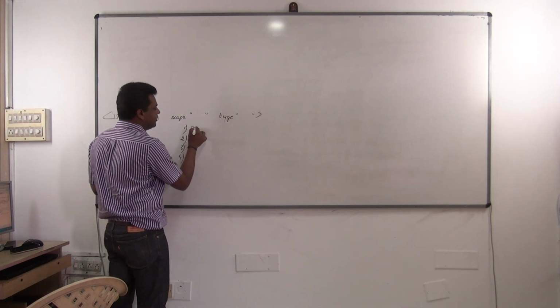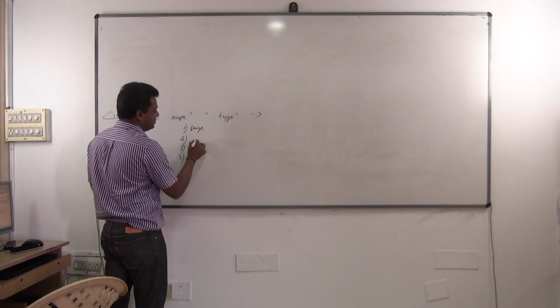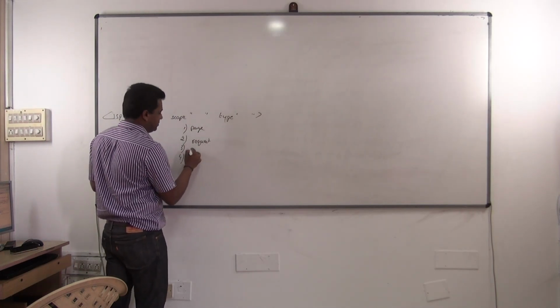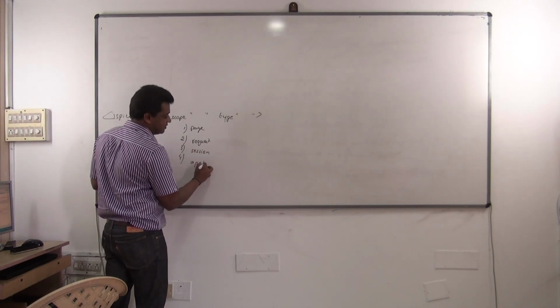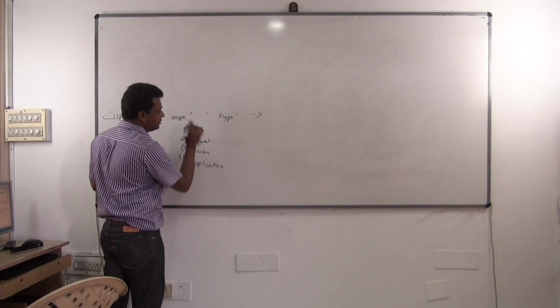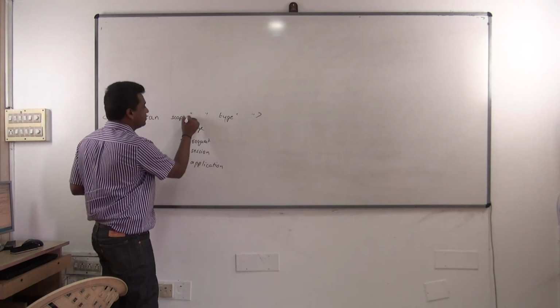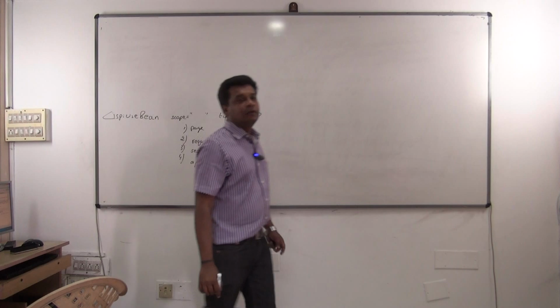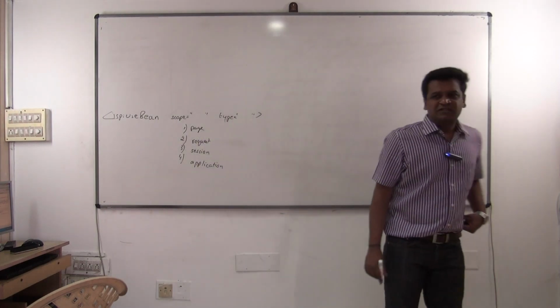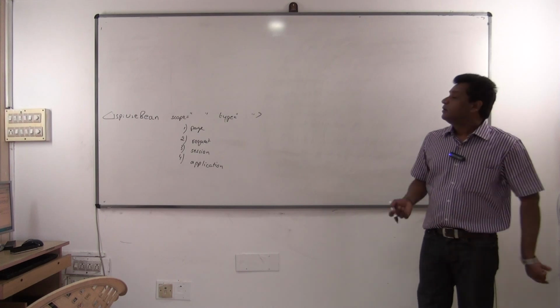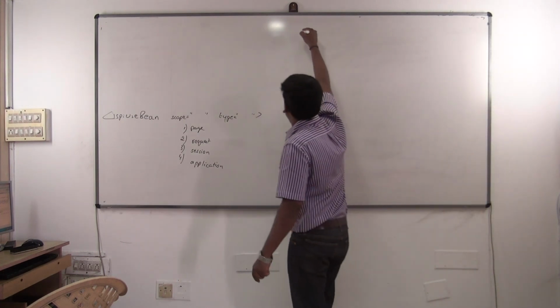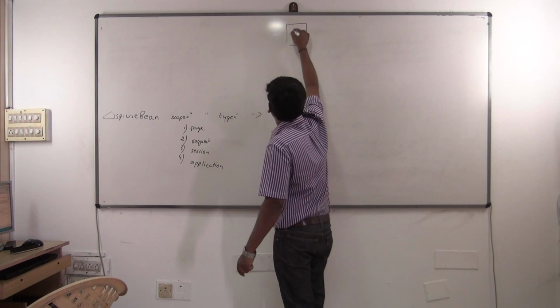Most important interview question. Page, request, session, application. These are the only 4 values you can give to the scope attribute. It's almost all self-explanatory. You got the grip of that also. Now let's see this. I'll explain one by one with an example.